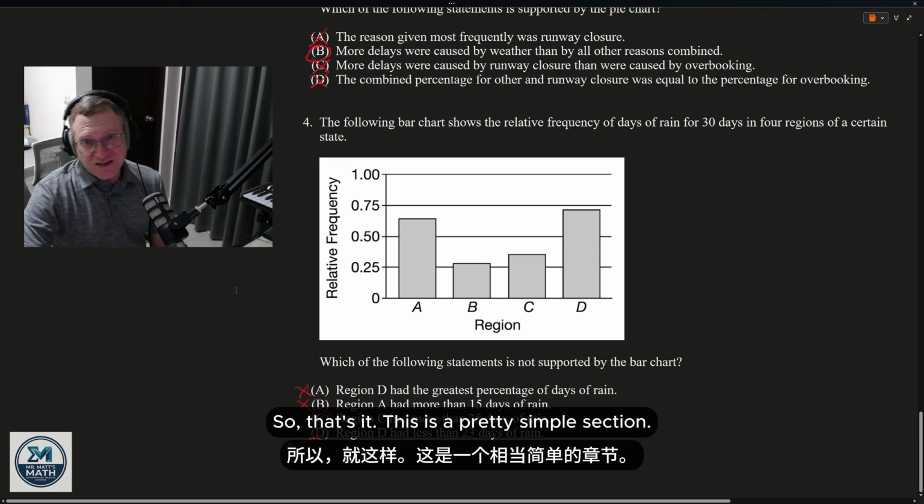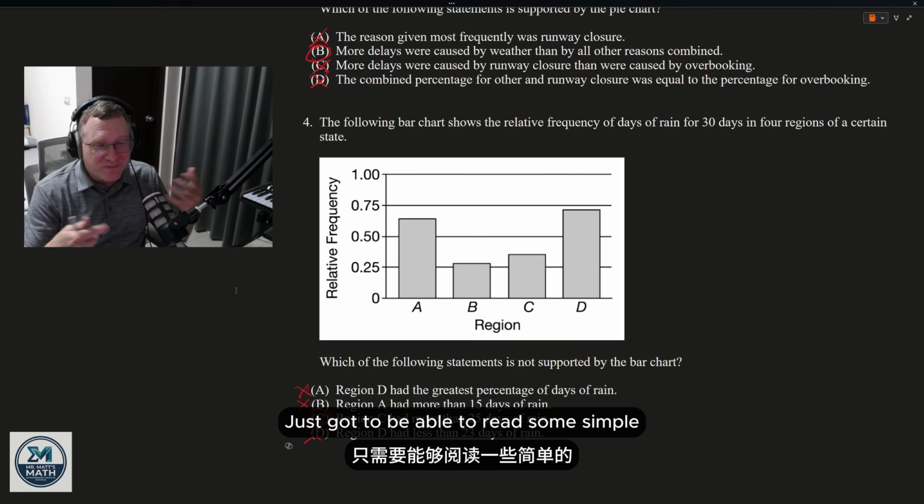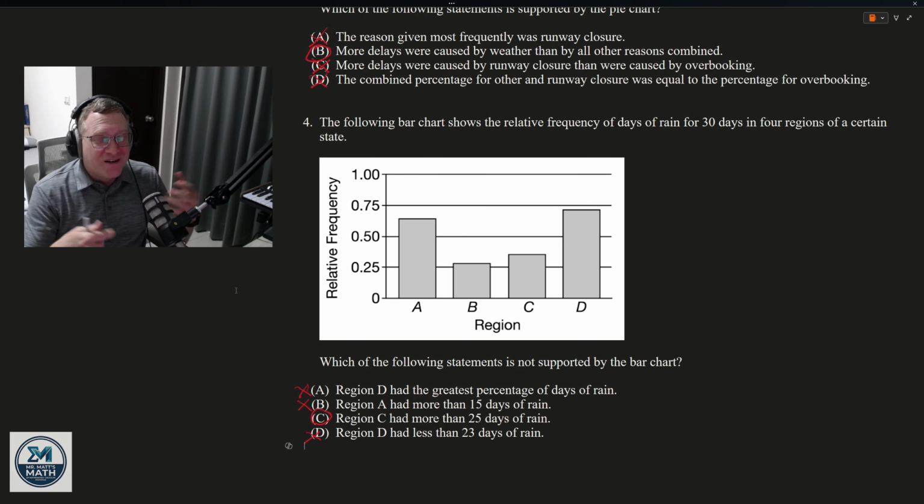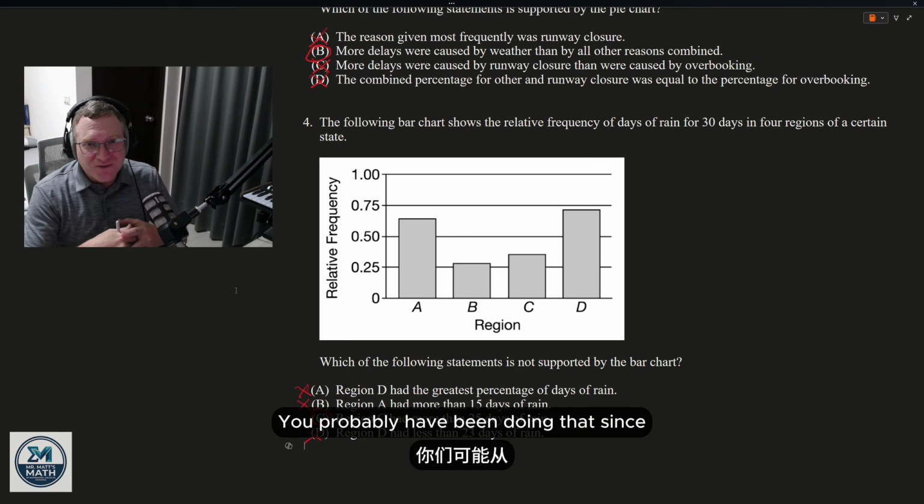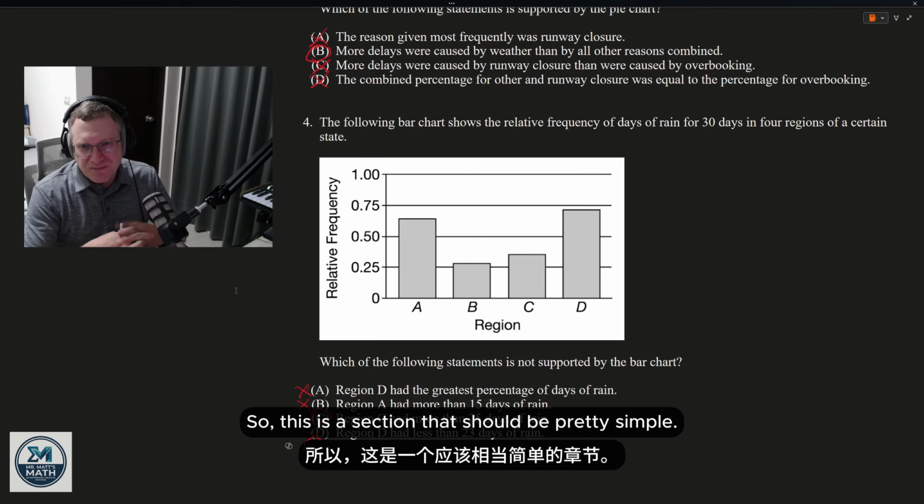All right, so that's it. This is a pretty simple section. Just got to be able to read some simple bar graphs and pie charts. You probably have been doing that since you were in junior high and maybe even elementary school. So this is a section that should be pretty simple.